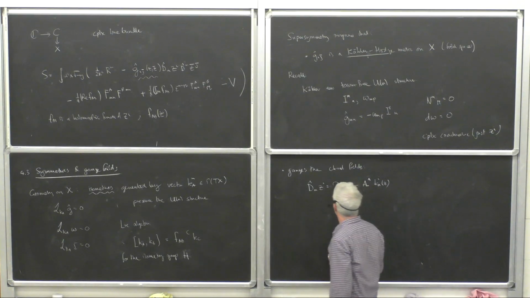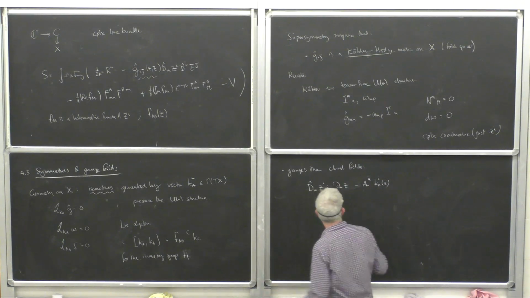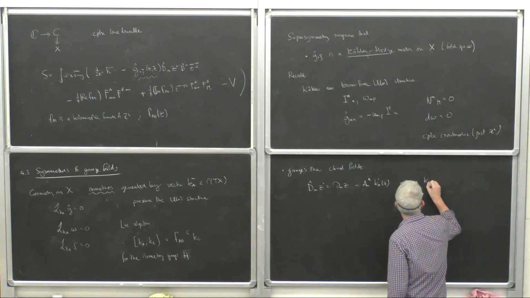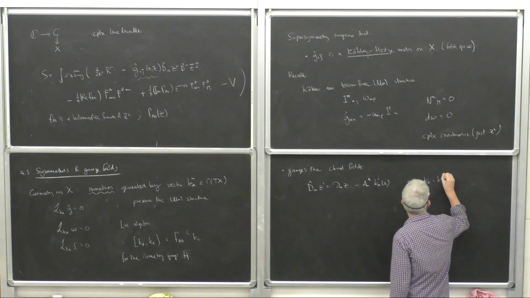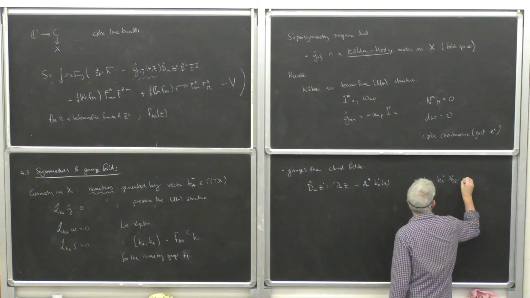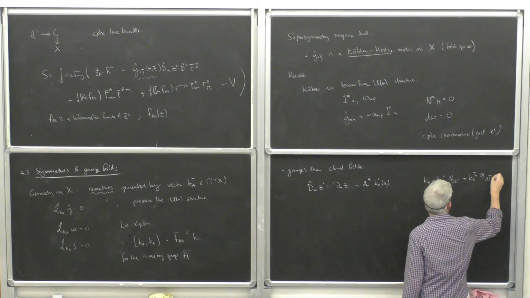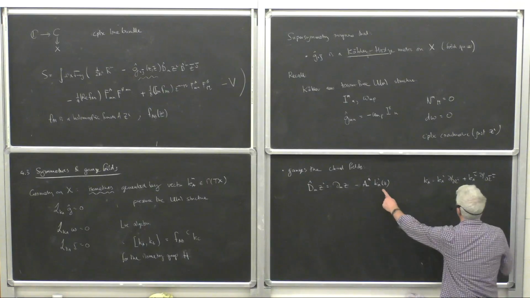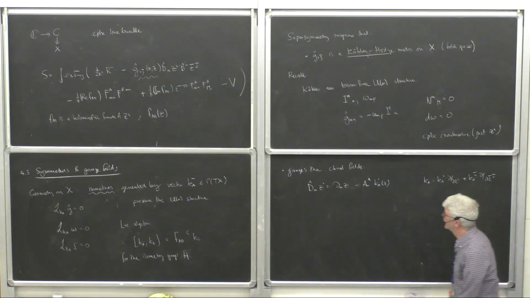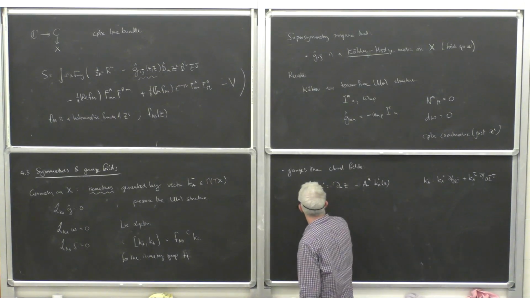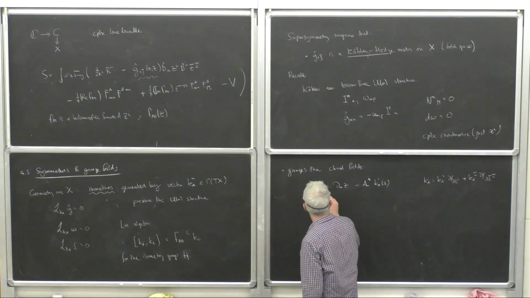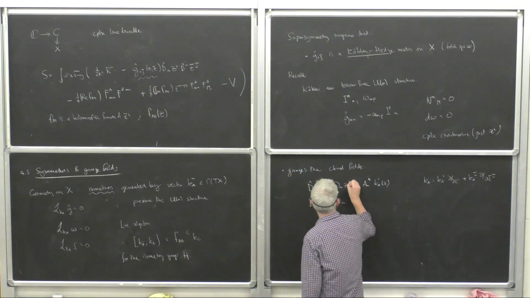And similarly, I can write my K^A as K^A_i d/dz^i plus K^A_ibar d/dz-bar^ibar. So this is this bit. And similarly, this one will also be gauged.